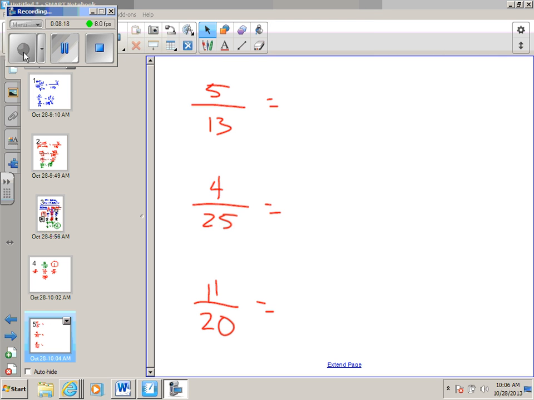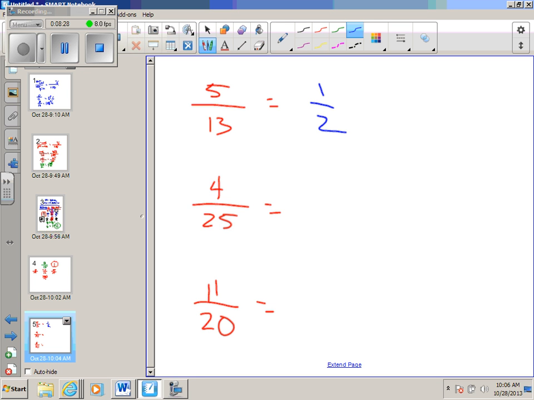Any thoughts there with the 5/13? Anyone go 0? Anyone go half? Anyone go 1 whole? Sarah, I said half. I'd have to agree with you there. Yes. Okay. Because what is half of 13? 6.5, right? That 5 is definitely closest to the 6.5 than it is to 0, right?